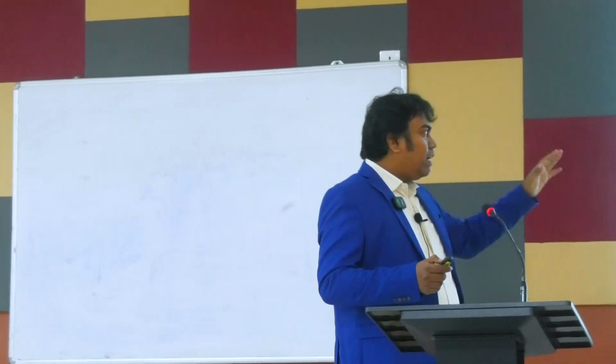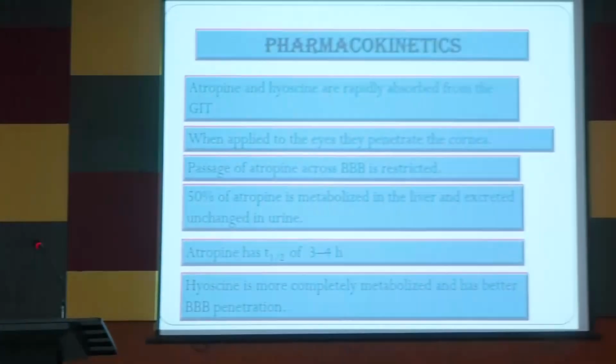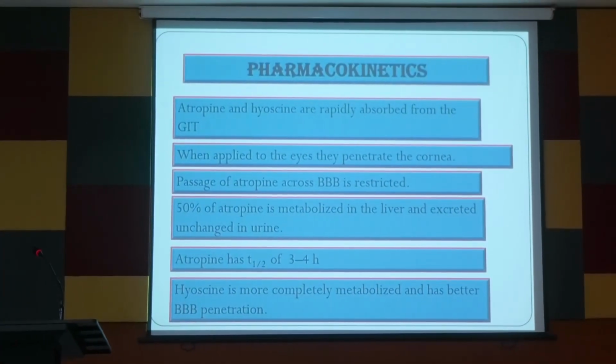50% of atropine is metabolized in the liver and 50% is excreted unchanged through the urine. Half life is 3 to 4 hours. Hyoscine is more completely metabolized and has better penetration of the blood brain barrier.